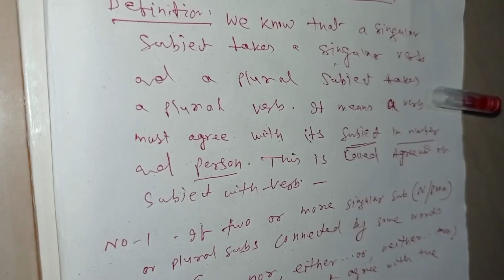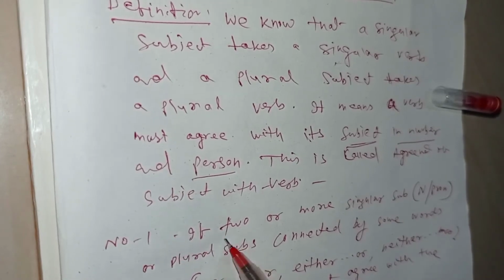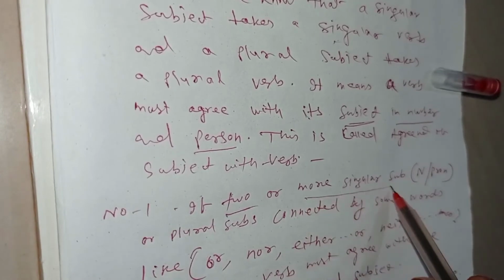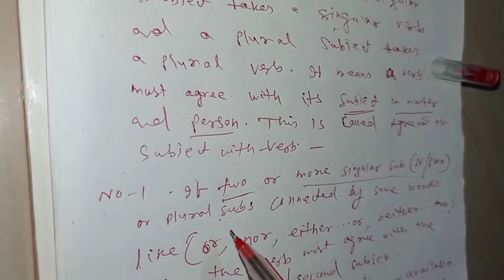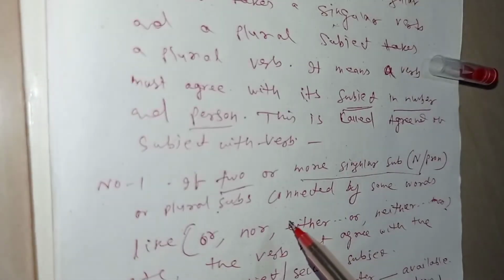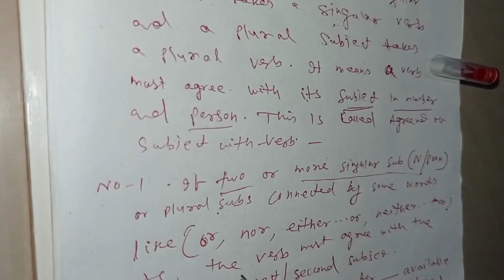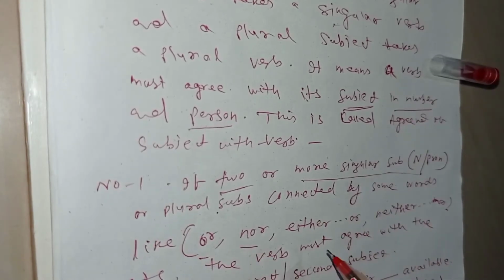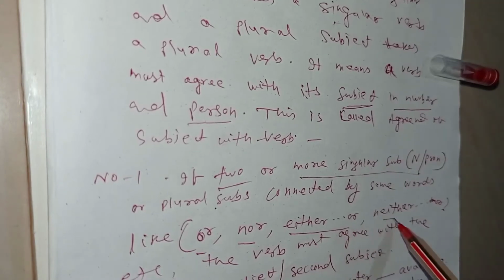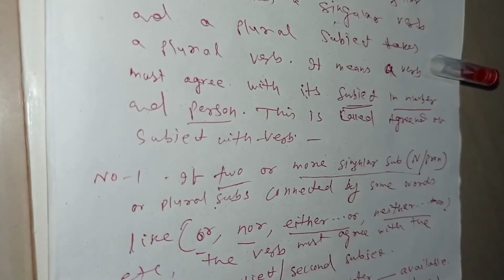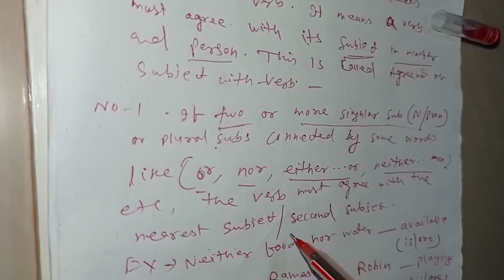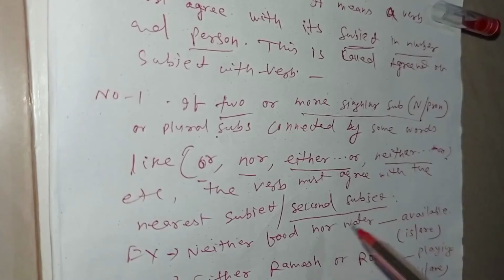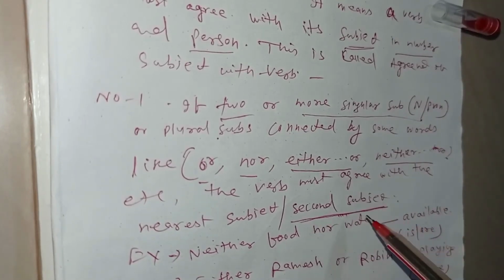First of all, one thing you should remember in mind: if two or more singular subjects, that may be noun or pronoun, or any plural subjects, that may be a noun or pronoun, are connected by words like or, nor, either or, neither nor, etc., the verb must agree with the nearest subject, or you should remember, with the last or the second subject. The second subject is the important thing you have to remember.